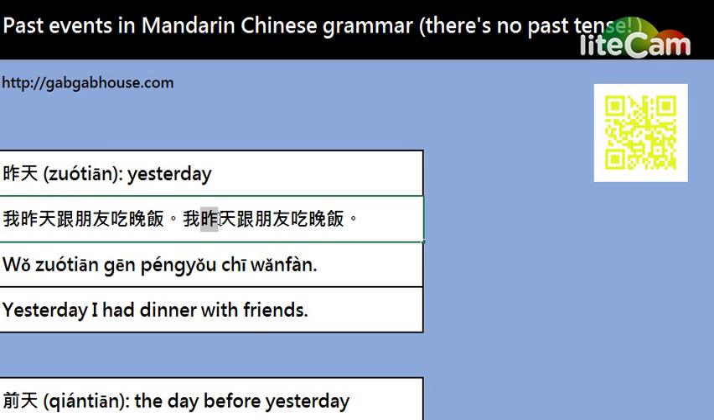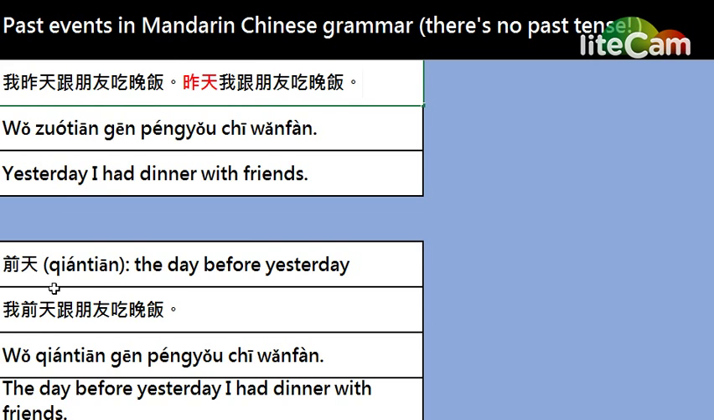For this sentence, we have two versions. The first sentence is 我昨天跟朋友吃饭, or we can say 昨天我跟朋友吃饭. We can put the subject before the word 昨天 or after the word 昨天. Both are equivalent to each other. So here you can see we just add the word 昨天 in front of the whole sentence so that we can show it is a past event.